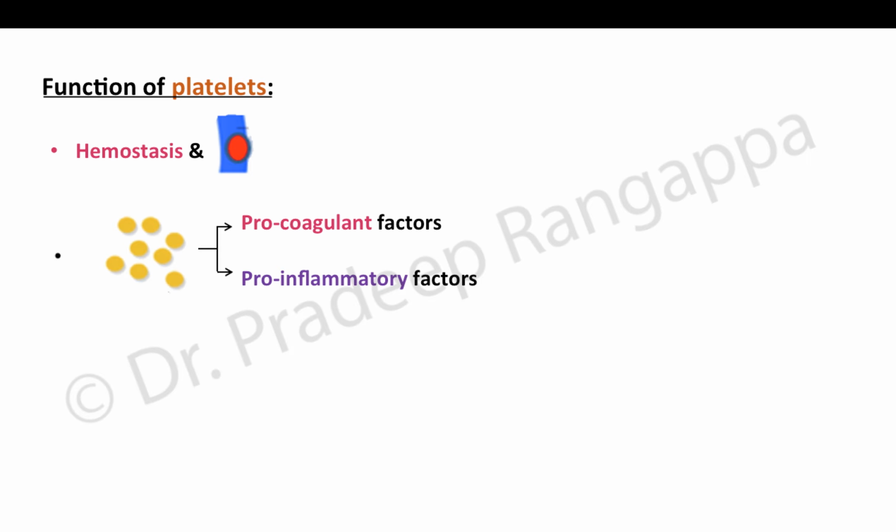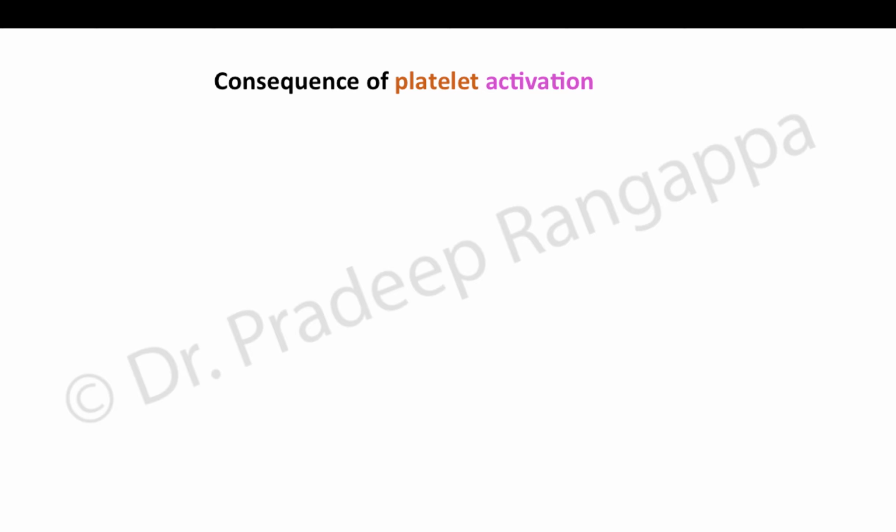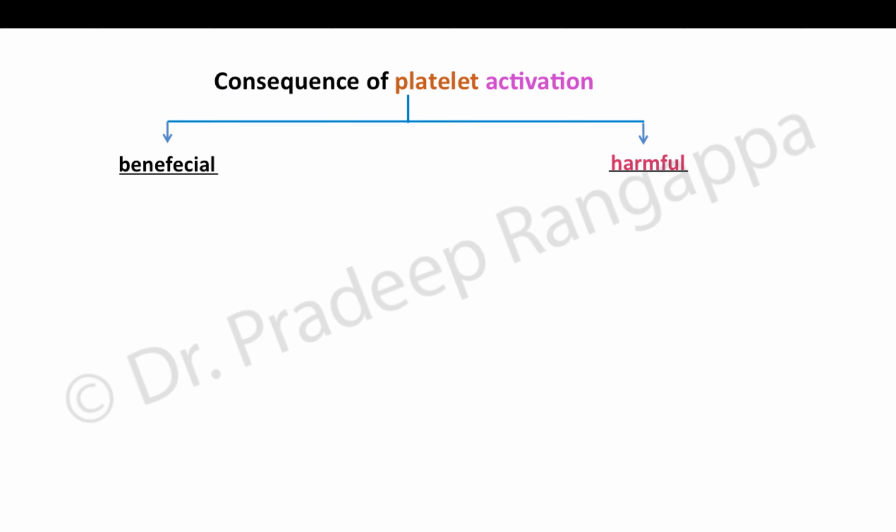So when you look at the platelet, not only does it have hemostatic and prothrombotic functions, it also produces certain factors called procoagulant factors and pro-inflammatory factors. Some of the procoagulant factors that are produced are platelet activating factors and complement proteins. And some of the pro-inflammatory factors that are produced are cytokines and oxidants. So, what is the consequence of platelet activation? When the platelet gets activated, it can have beneficial effects and harmful effects.